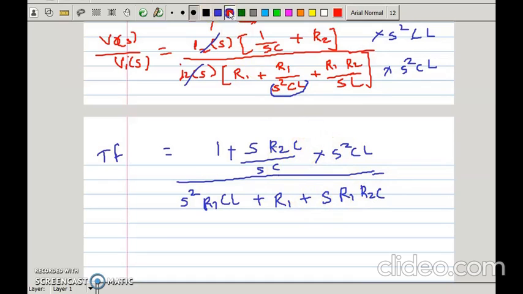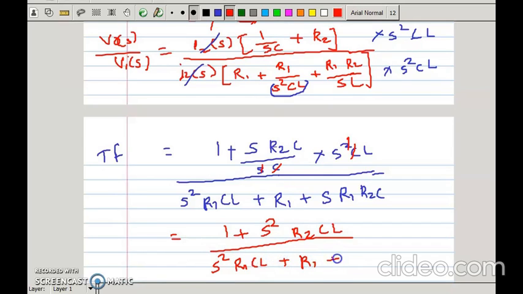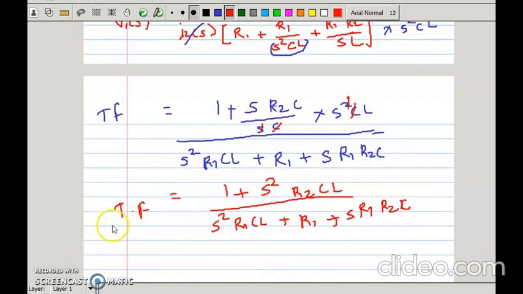C here again, okay, can we cancel out CS and 1S? C and C, so what is the remaining? C 1 plus S square R2 CL, right, divided by S square R1 CL plus R1 plus S R1 R2 C. So this is your final answer of given equation, right?